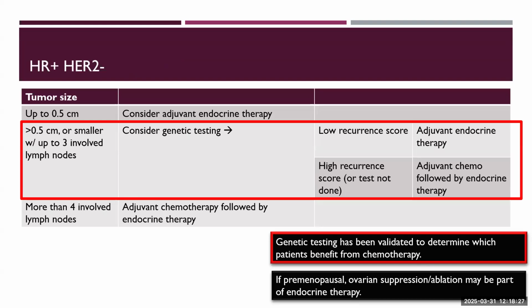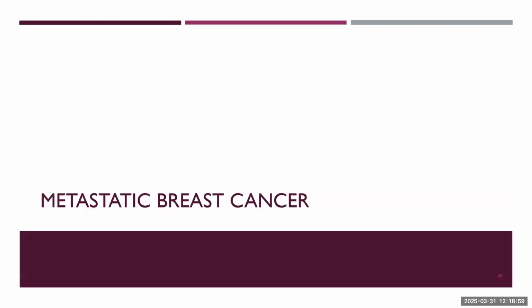And then our last one, before we take a break and then move into metastatic breast cancer treatment. So this is our HR positive, HER2 negative, kind of just going back to that case to reemphasize that point: the low recurrence score, adjuvant endocrine therapy, high recurrence score, you would get chemotherapy. So for that patient, oncotype was 32, so they would be indicated to get adjuvant chemotherapy followed by endocrine therapy, like you guys said. That's perfect. All right. Any questions before we take a 10-minute break and then we'll go into metastatic breast cancer treatment?